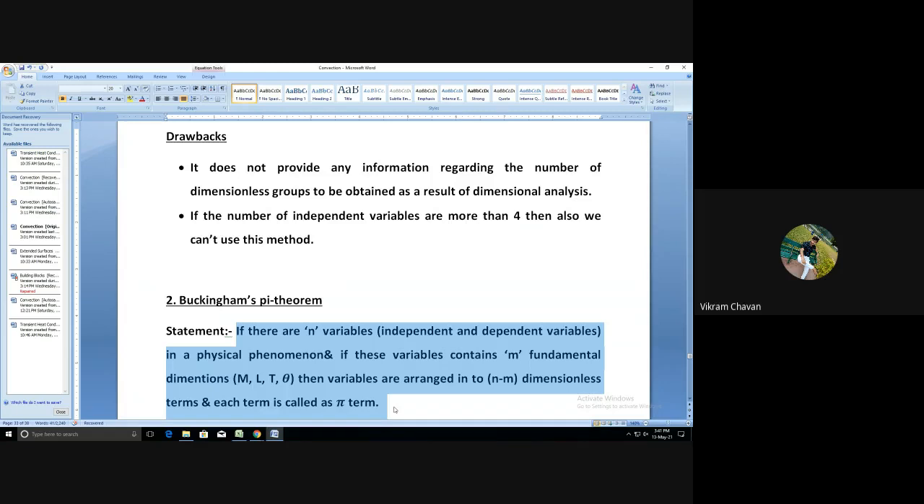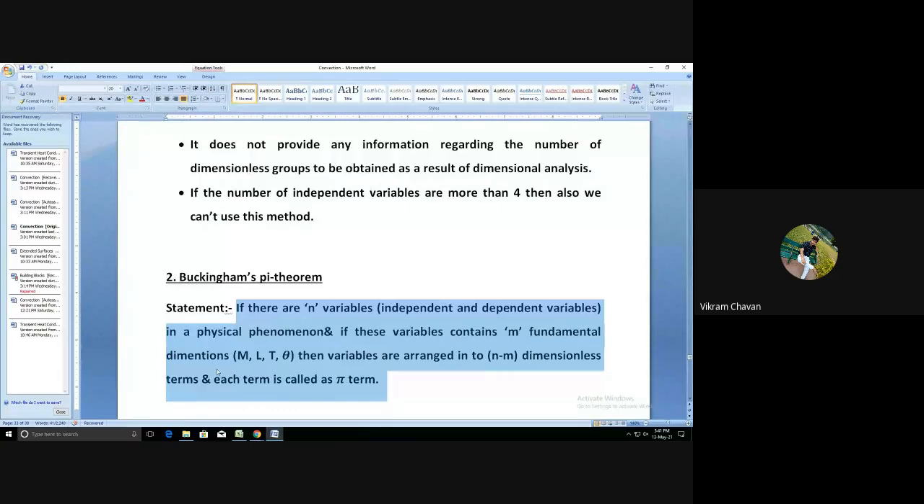For that purpose we have to consider the second dimensional analysis methodology, that is nothing but the Buckingham Pi theorem. According to the Buckingham Pi theorem, we get the number of dimensionless terms or dimensionless numbers in that particular phenomenon.